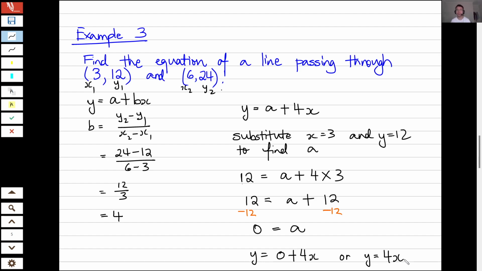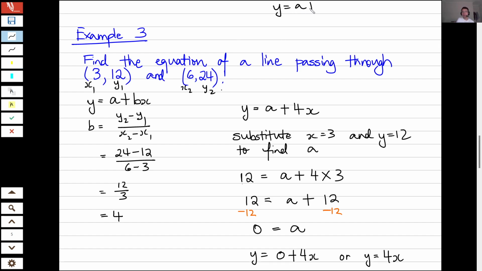Now, a question that I think you might be asking, if you're seeing this and it's a bit fuzzy, you might be asking, Mr. Chu, you chose x equals 3 and y equals 12. You looked at this first point here. And your question might be, could I have used this point instead, 6, 24? And the answer is yes, and I would have gotten the same answer. So let me just quickly show you.